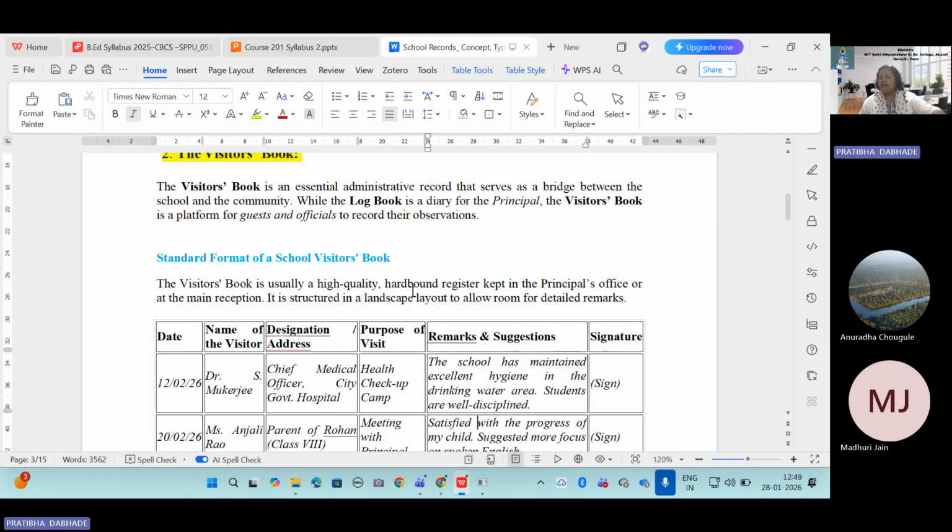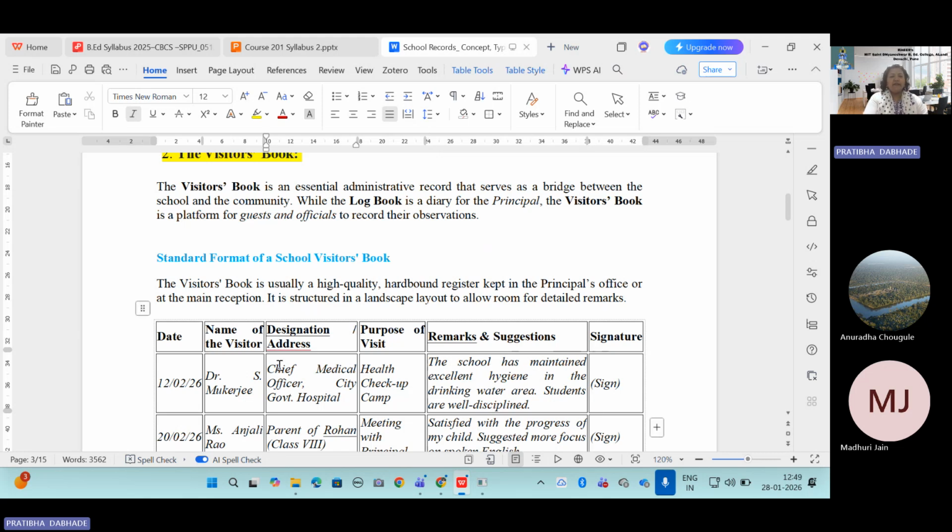Again, some differences are there. One register is only for the entry purpose, meaning who has visited the particular school. And one book is kept either in the office or in the principal's cabin, to take the remarks and suggestions. It is not taken from everyone, only from the important visitors.